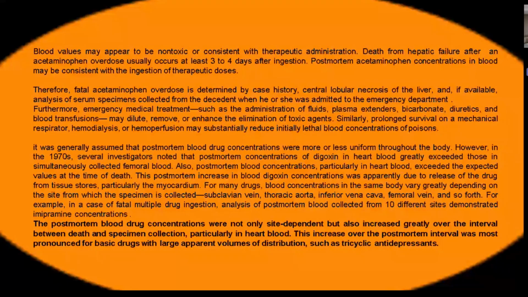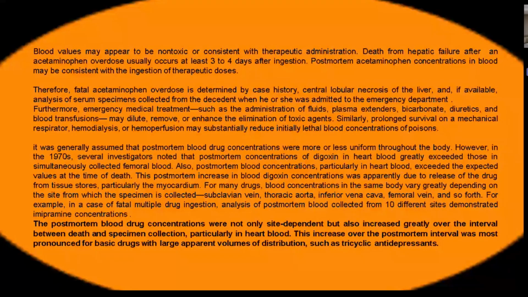It is generally assumed that postmortem blood drug concentrations are more or less uniform throughout the body. However, in the 1970s, it was found that the concentration of digoxin in heart blood was higher than in blood collected from the femoral vein. We know digoxin is a drug acting on the heart, given for myocardial conditions. They saw that after death, digoxin was much more present in the heart blood than in the femoral blood. Also, in some cases, values in the heart blood in particular were changed.